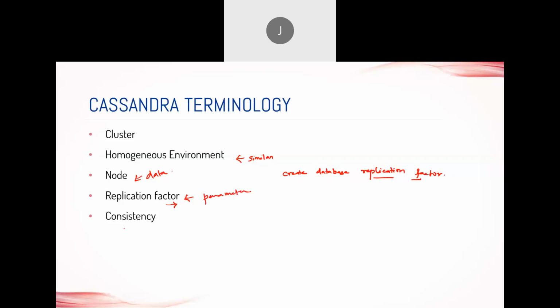All that information you can give using the replication factor parameter while creating the database. And consistency: the newest data will be in all the replicated data. Any updated data is written in any node, and if that node's data is replicated in other nodes, those will also have the newest data. If it is removed, it should be removed from all the replicated nodes too.